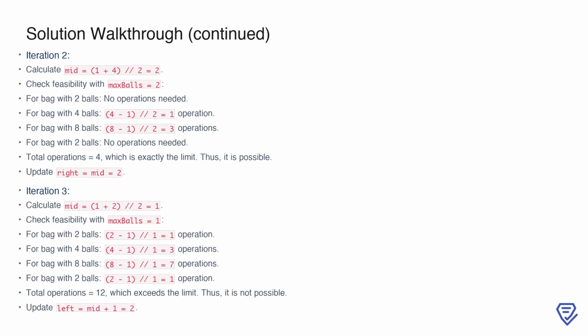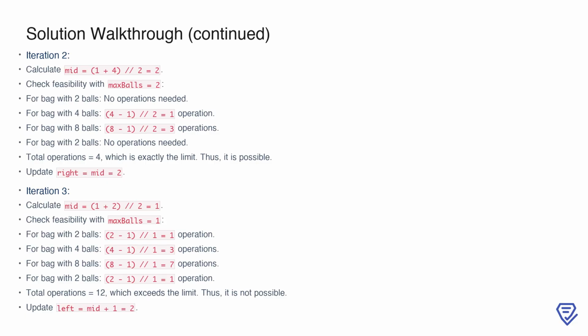Next, we calculate mid as 2. Checking this stricter limit, the first bag with 2 balls requires no operations, the second bag with 4 balls requires 1 operation, the third bag with 8 balls requires 3 operations, and the fourth bag with 2 balls requires no operations. The total operations needed are 4, which exactly matches the allowed limit. Therefore, the limit of 2 is feasible, and we update the upper bound, right, to 2.